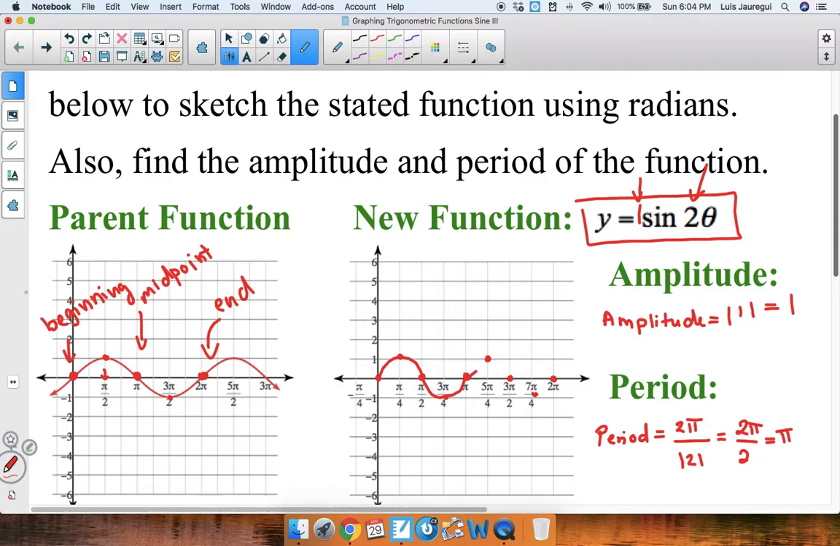So you can continue sketching this function like this. And we will just continuously put arrows here because this continuously repeats. And this is the quick sketch of your graph for y equals sine of 2 theta.